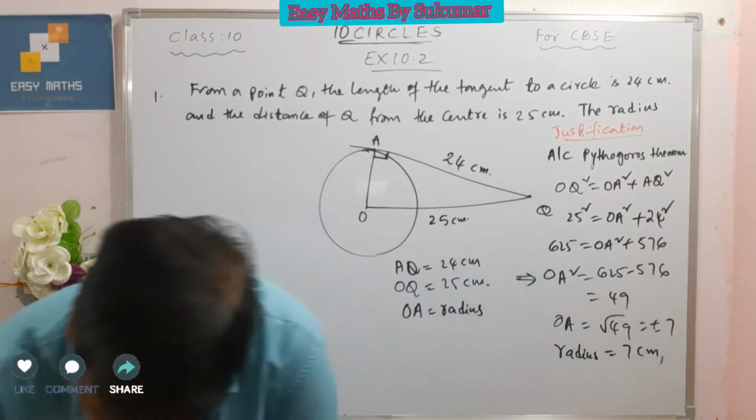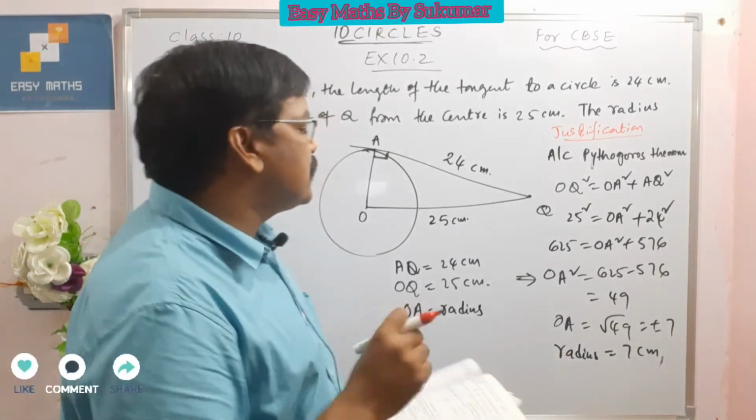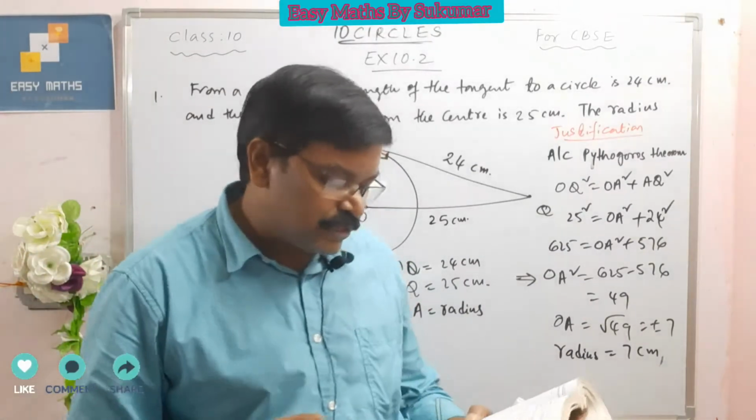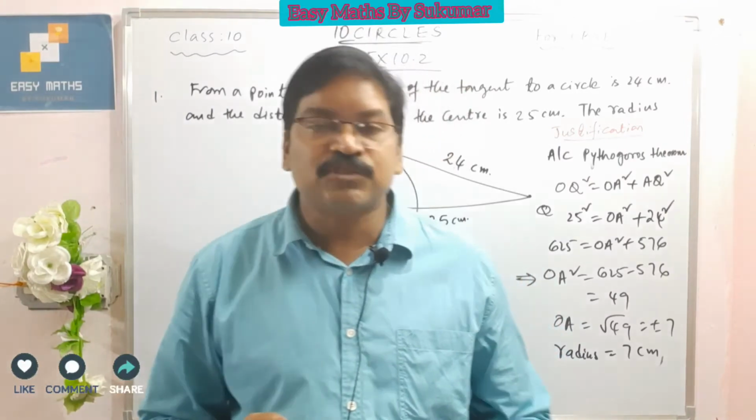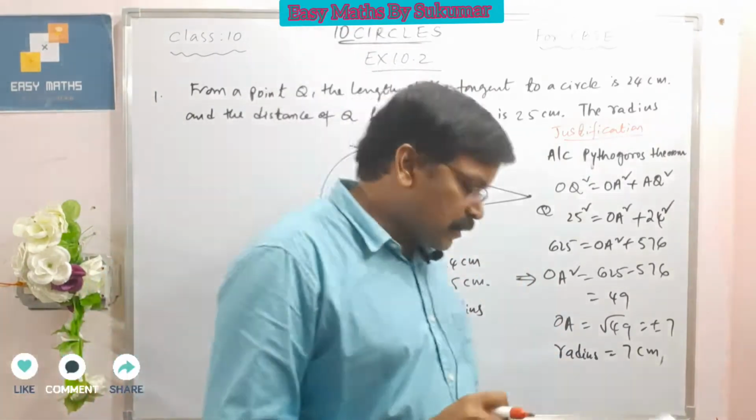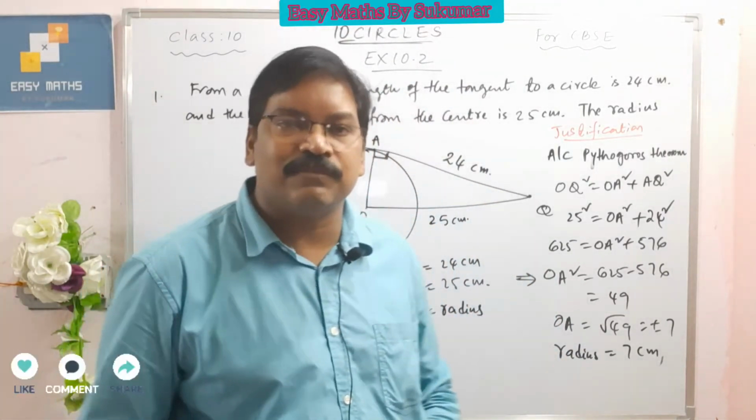So just find out the option here. A is 7 centimeters, B is 12 centimeters, C is 5 centimeters and D is 24.5 centimeters, but the correct option is A, that is 7 centimeters.